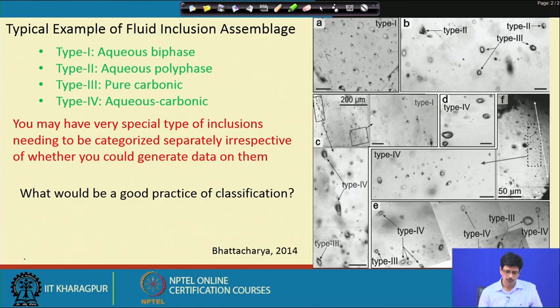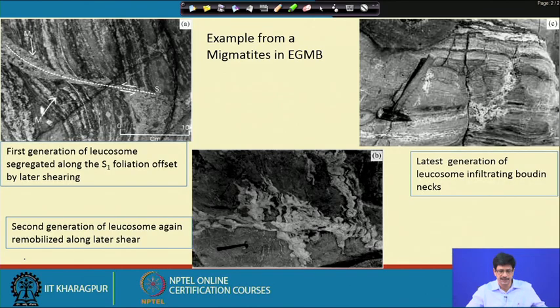So the good practice for the classification is that it should be simple, because it is to be correlated with the microthermometric data. At the same time, the information should be very properly represented. The fluid inclusion sections, just as an example, this is taken from, and just to show how the fluid inclusion work actually begins from the field.